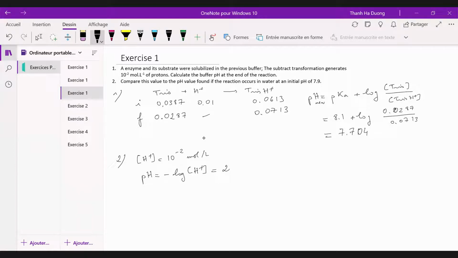So you see, if we did the enzymatic reaction in water, you would decrease the pH from 7.9 to 2. And if this reaction occurs in the buffer solution, the pH remains quite similar. That's why we always need a buffer with biological reactions. Okay?